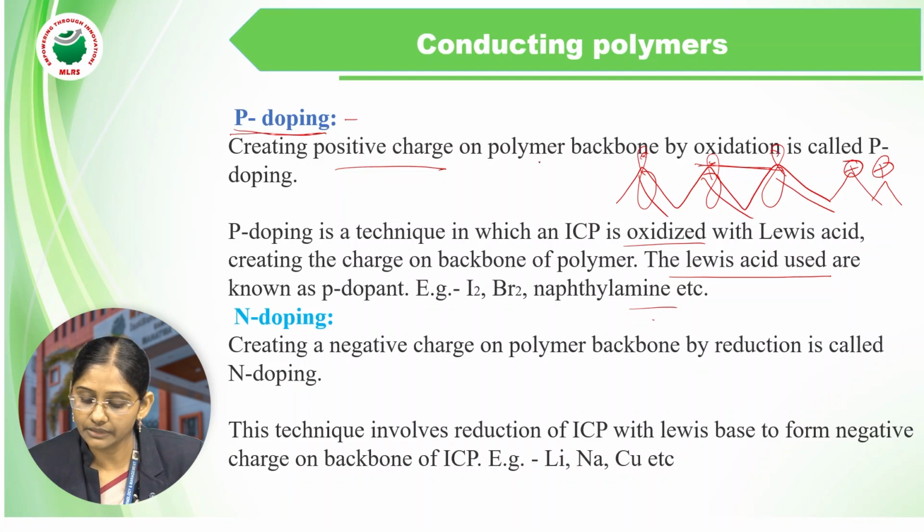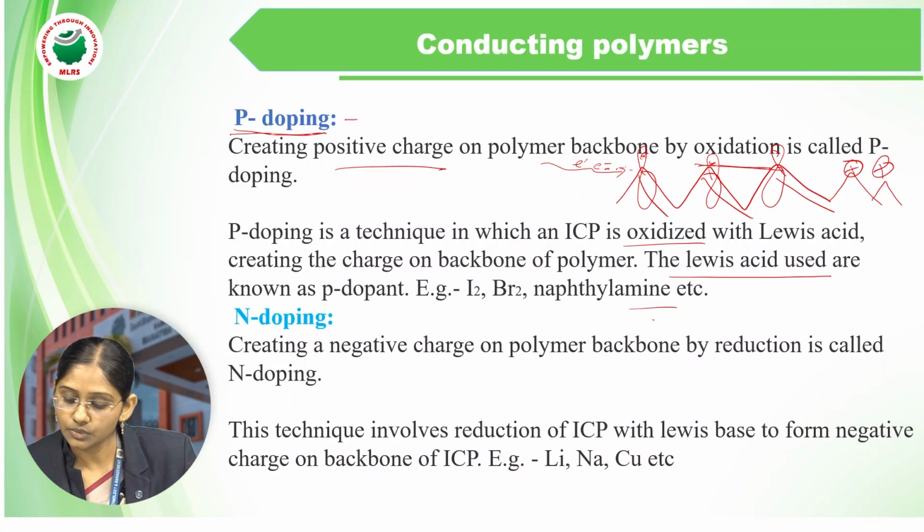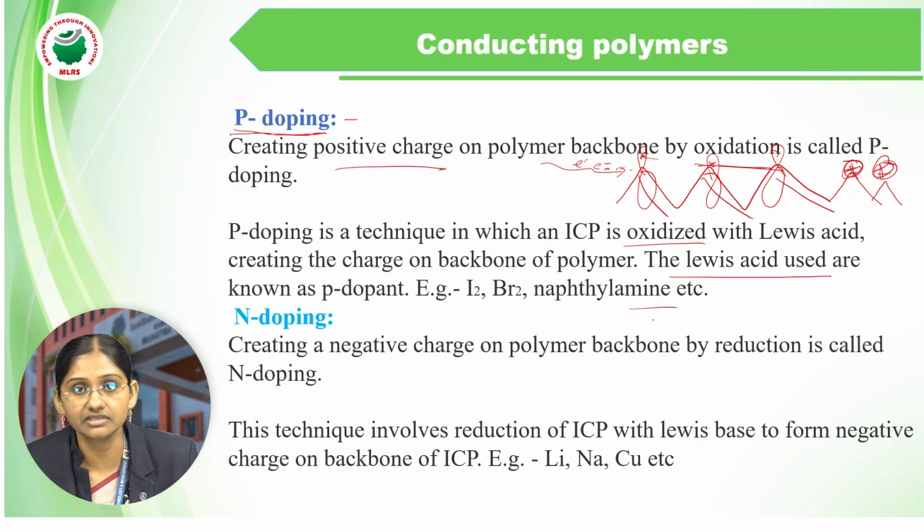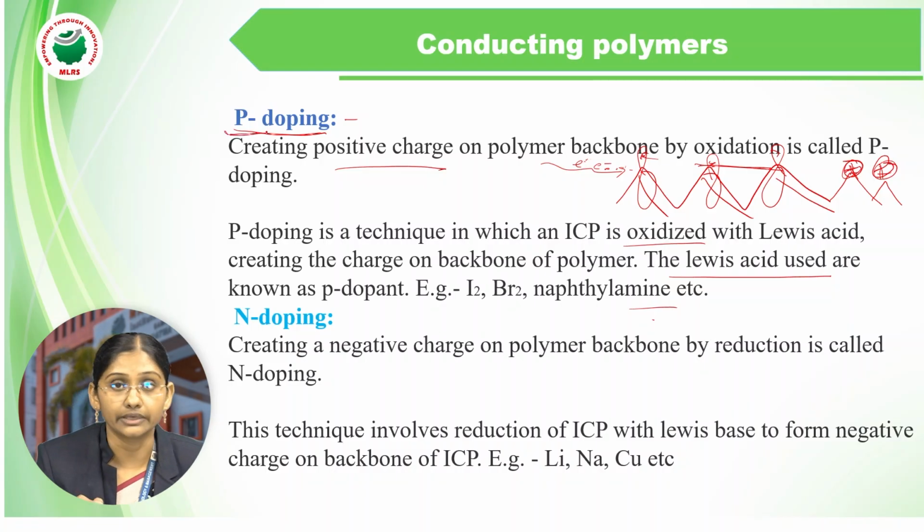From an external source we are also supplying electrons or current. Whenever these electrons reach the first one, this electron again jumps here, and like this the movement of electrons takes place. Whenever positive sites are created, these unpaired electrons move fast to reach the positive charge. Because of this movement of the electrons or charges in the conducting polymer, it conducts electricity. That's why it is called p-doping.